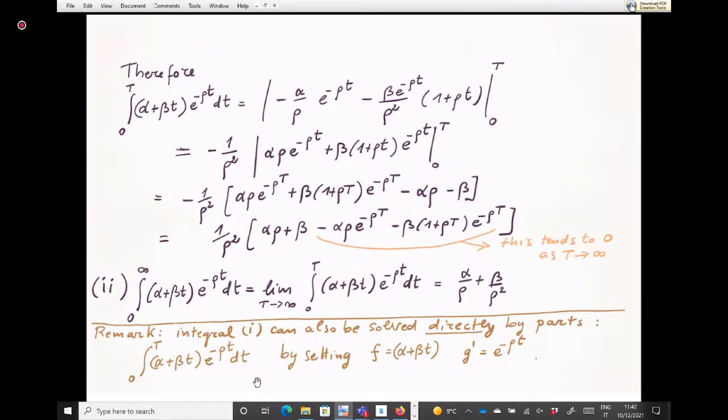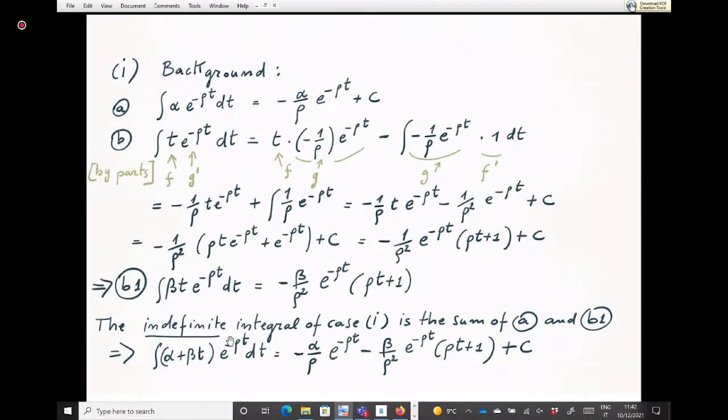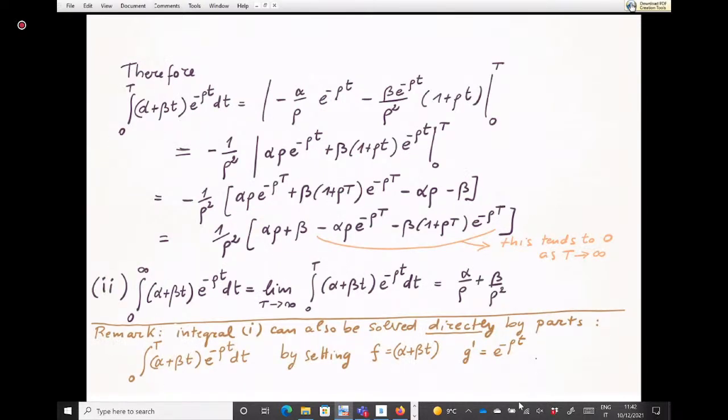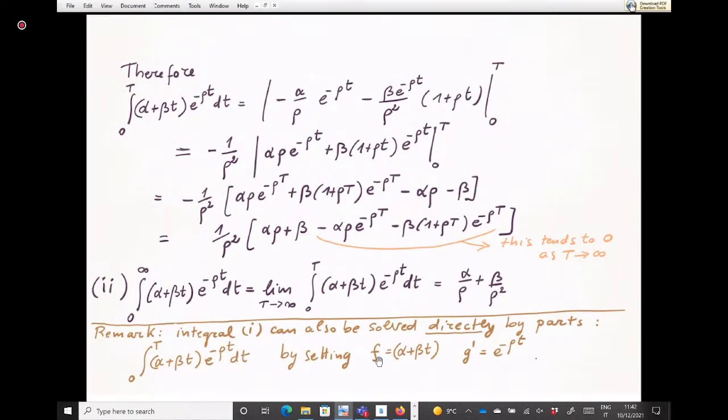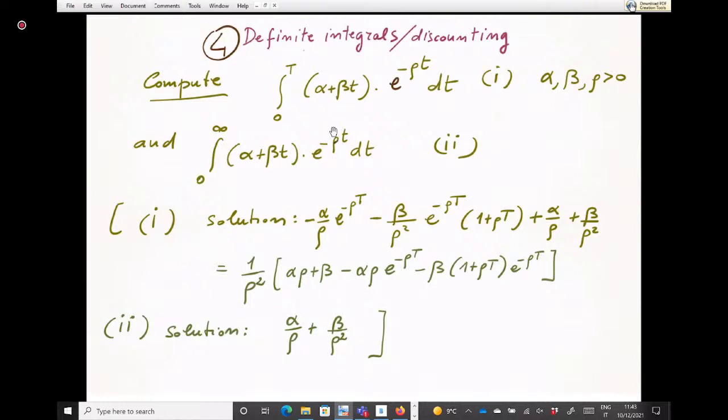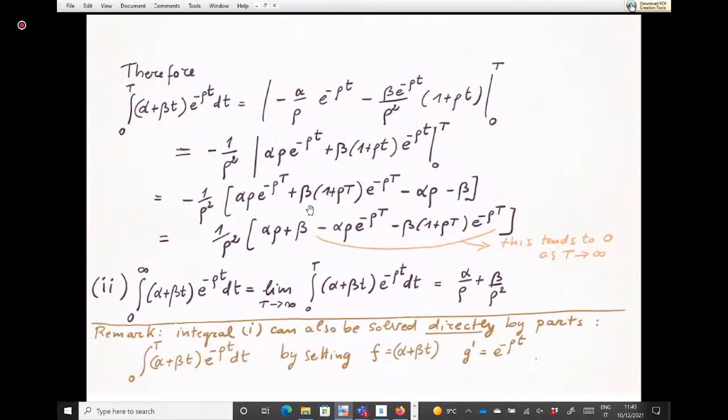And also remember that when you solve an integral by parts, and the integral is a definite integral, you have two ways, basically. One is to solve by parts the indefinite integral, and then to evaluate the integral between 0 and capital T, or between 0 and infinity, it depends on the problem. And this is what I think is less likely to lead to mistakes. So try to solve the indefinite integral first, and then compute the definite integral.